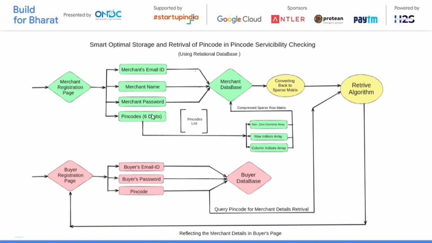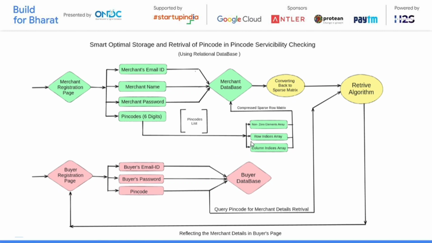Now, the thing that I would like to mention here about the pin codes is that it is not necessary that a particular merchant will serve a single particular pin code, but he or she can serve more than one pin code area. So first, the pin code entered is converted into a list of pin codes, a pin code list.